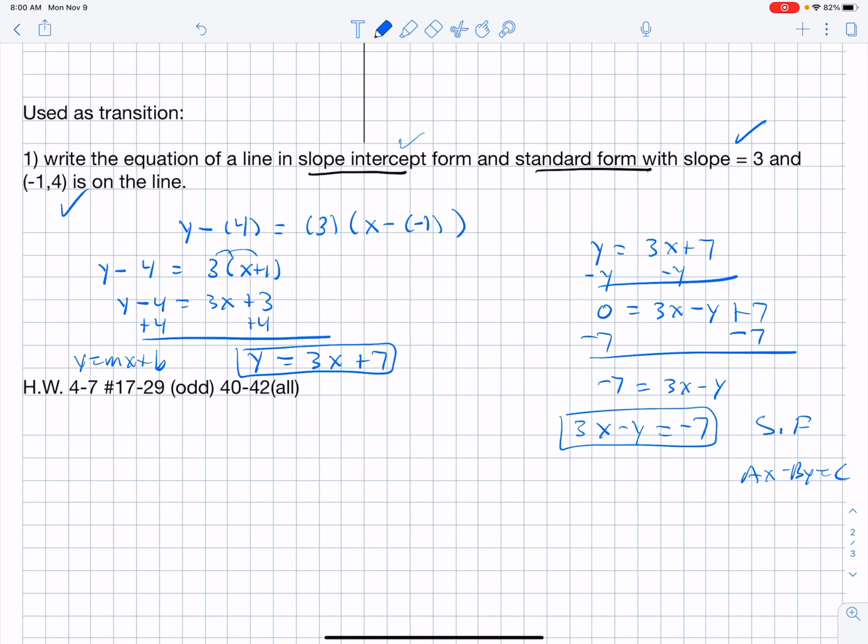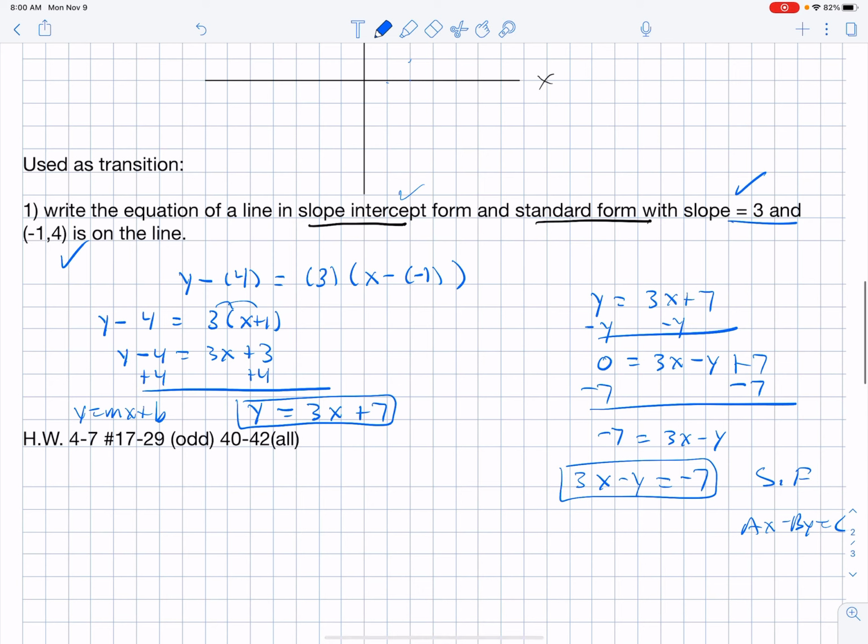Point slope, if they give us, again, what was our key? They gave us a slope and they gave us a point. So we put it in point slope. Then we rearranged it to slope intercept, and then we can rearrange it to standard form. All right? So that's the last one, and we've almost finished the chapter.